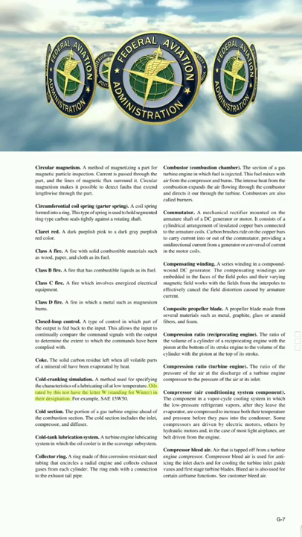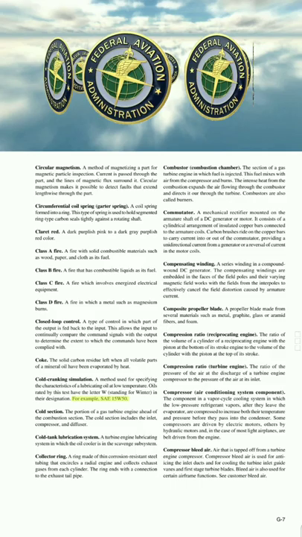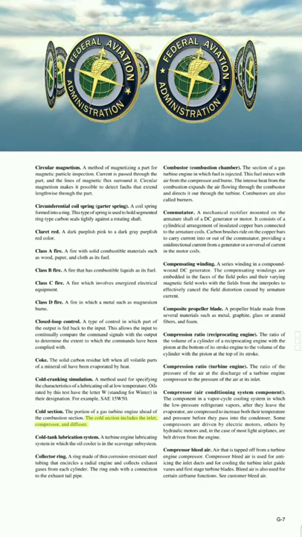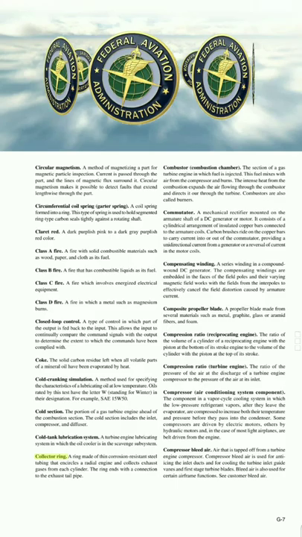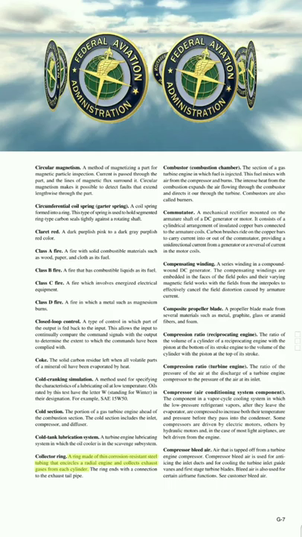For example, SAE 15W50. Cold section. The portion of a gas turbine engine ahead of the combustion section. The cold section includes the inlet, compressor, and diffuser. Cold tank lubrication system. A turbine engine lubricating system in which the oil cooler is in the scavenge subsystem. Collector ring. A ring made of thin corrosion-resistant steel tubing that encircles a radial engine and collects exhaust gases from each cylinder. The ring ends with a connection to the exhaust tailpipe.